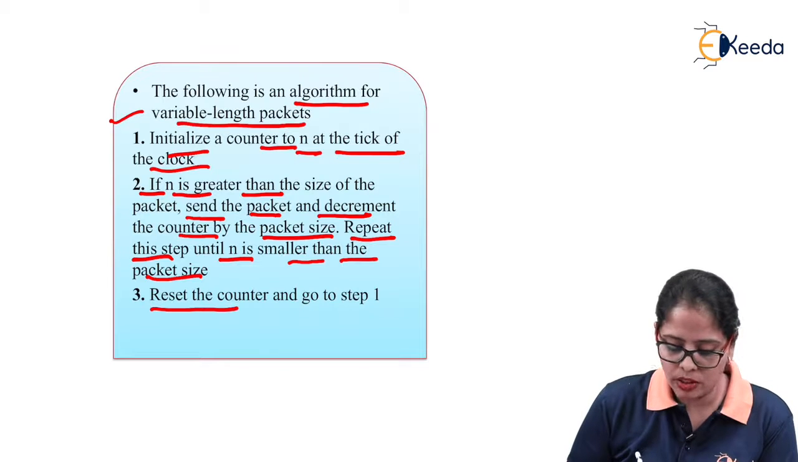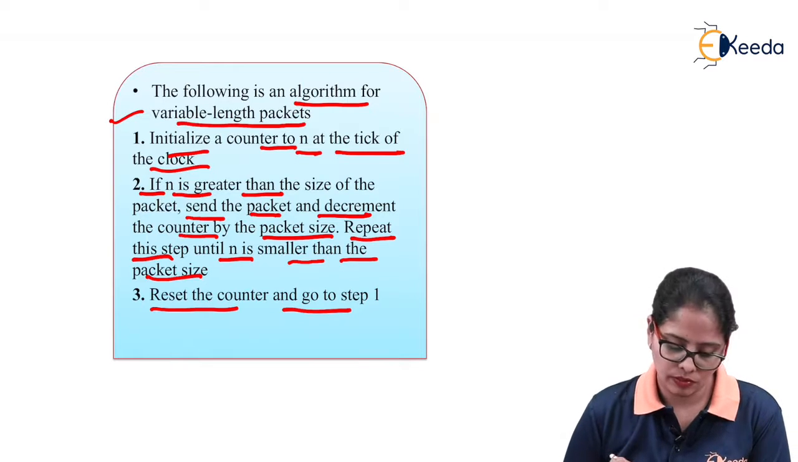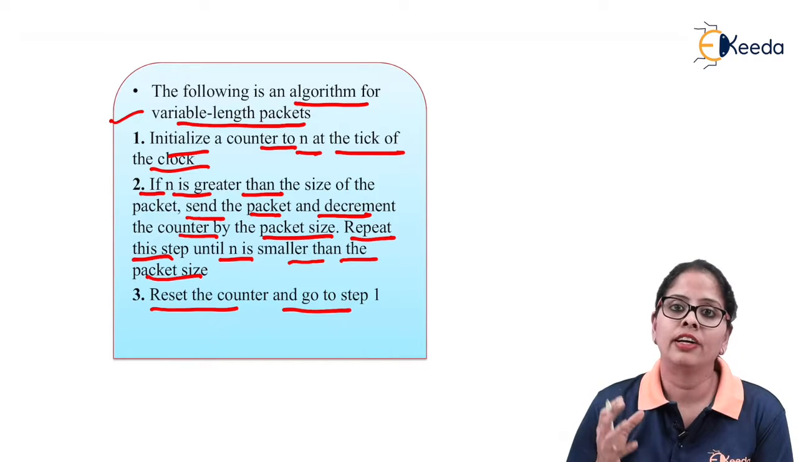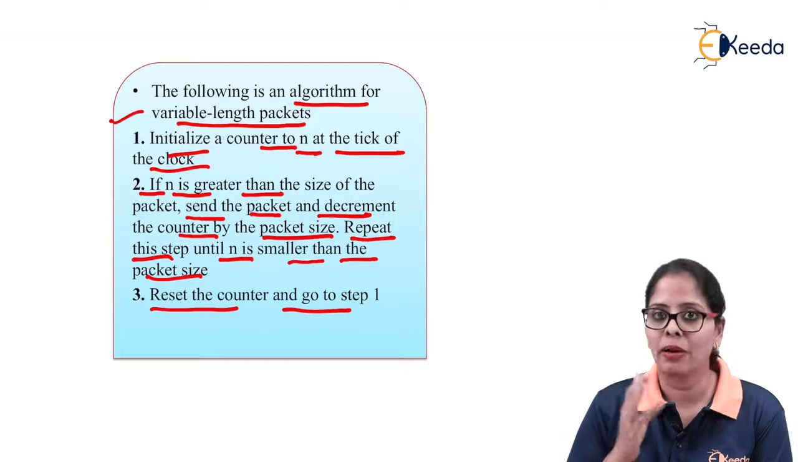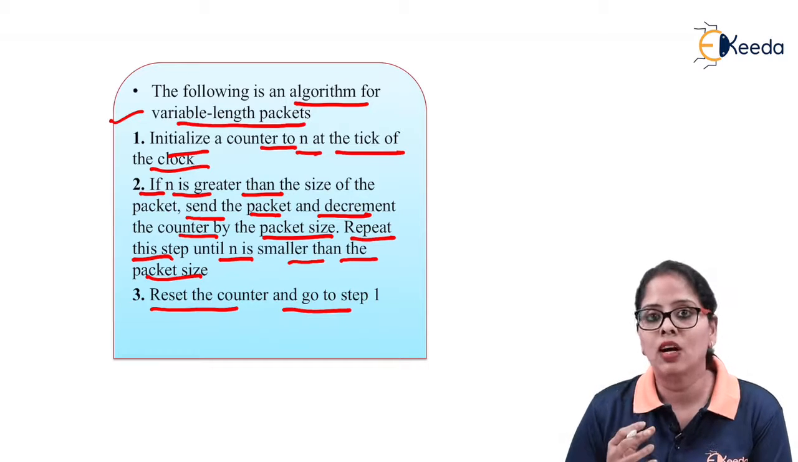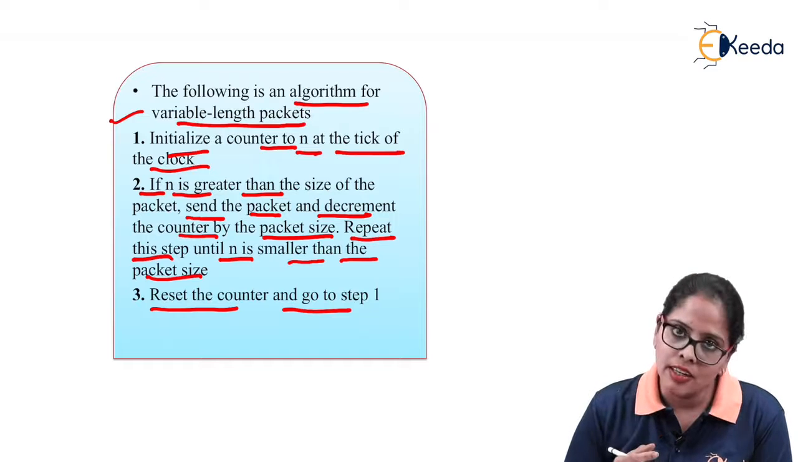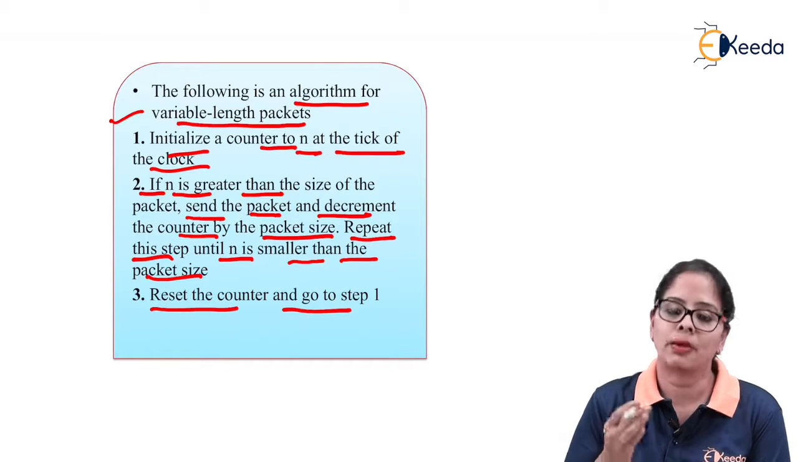So reset the counter and go to step 1. Then again it will start taking packets and reduce the counter by the packet size, and when the counter is reduced below the packet size, again we reset that value and go to step 1.